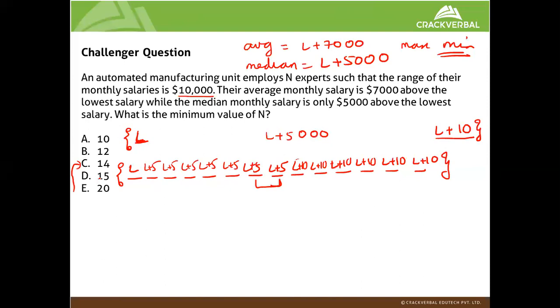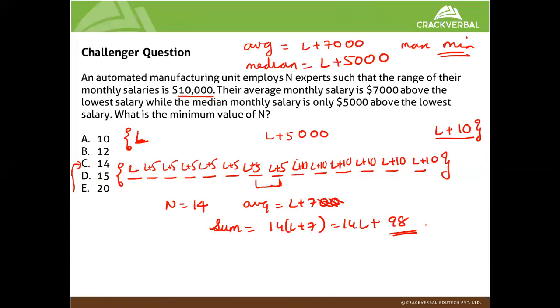Now think about this. For this to be my answer, these maximum possible values have to add up to the sum of all these values, right? If I take the answer choice n as 14, and I have the average to be L plus 7, then the sum of all the values is going to be 14 into L plus 7. That's going to be 14L plus 98. So for this to be an answer, all of these values should add up to 14L plus 98. So let me check if it does.